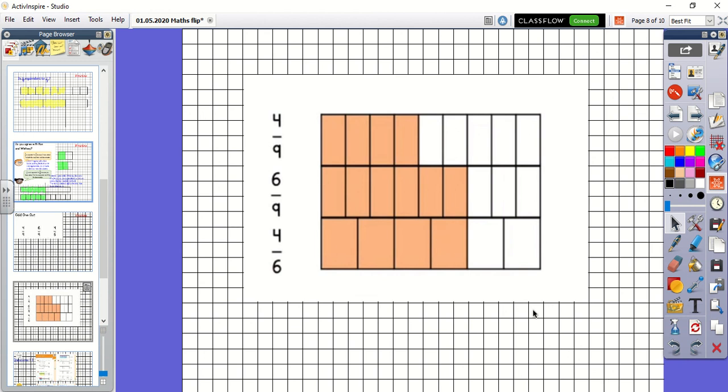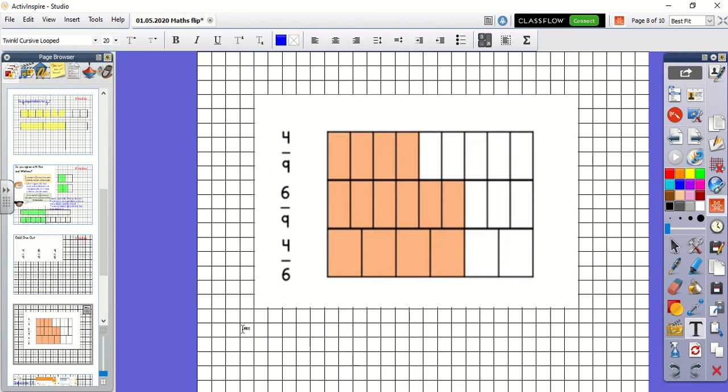Well, what do we notice then? Well, I can see straight away that this fraction here, 6/9, is equivalent to 4/6. Yeah, because the same amount has been shaded in. So 6/9 is equivalent to 4/6.